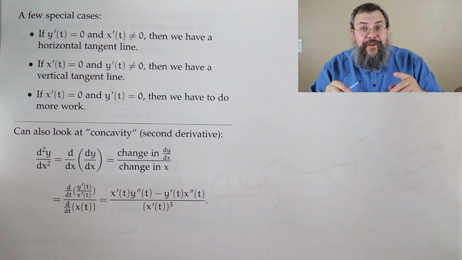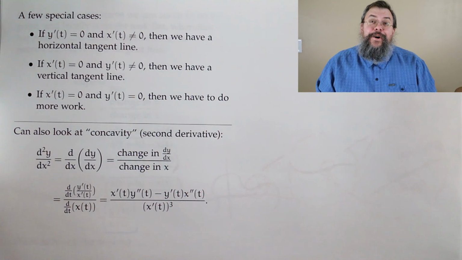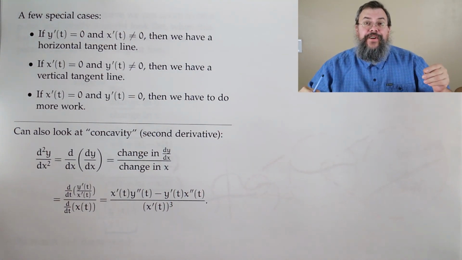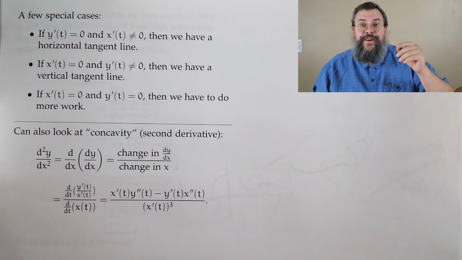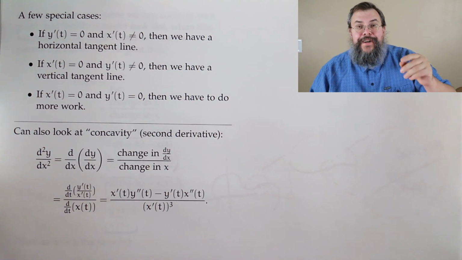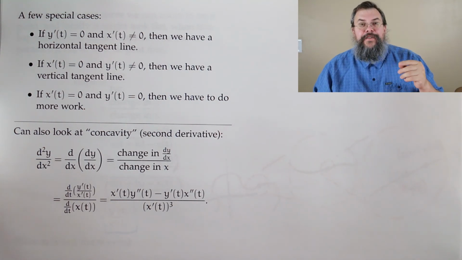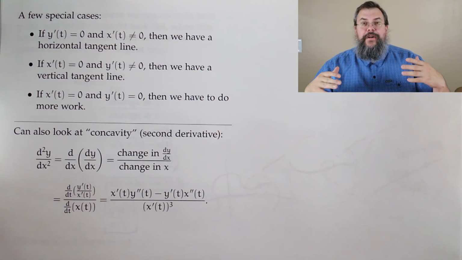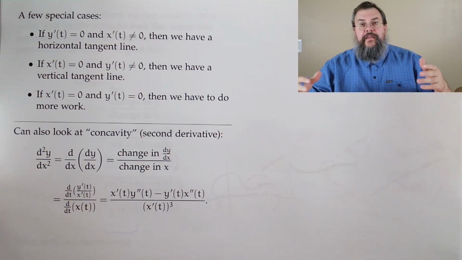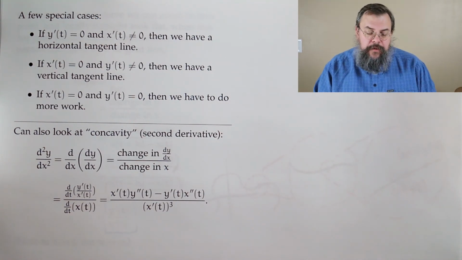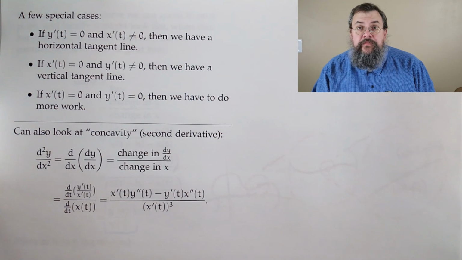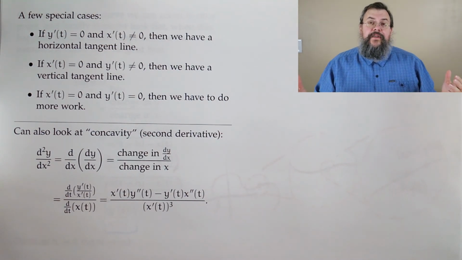Now, what if they're both 0? Well, then we have a 0 over 0, and we know what that means. More work. So if they're both 0, well, we think about what's happening nearby and see what's happening as we look closer and closer. What if you wanted to do the second derivative?